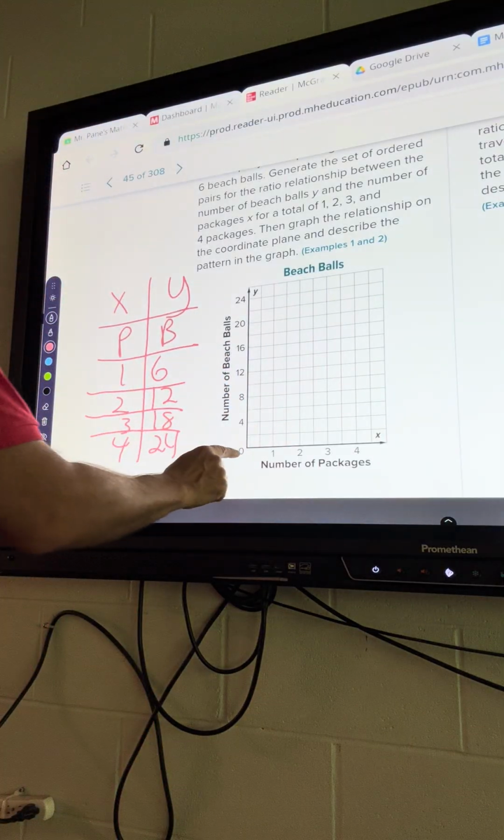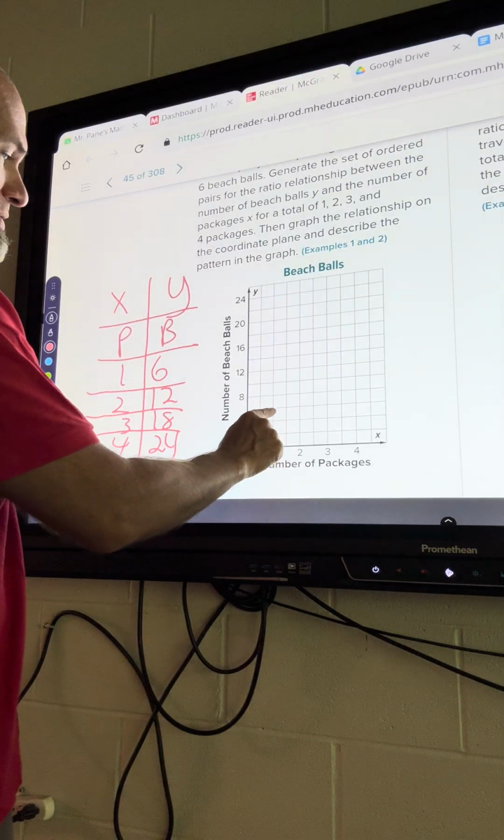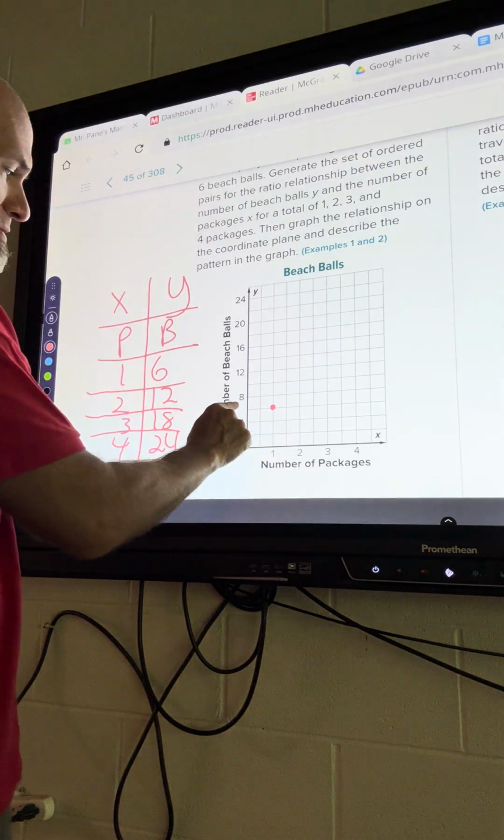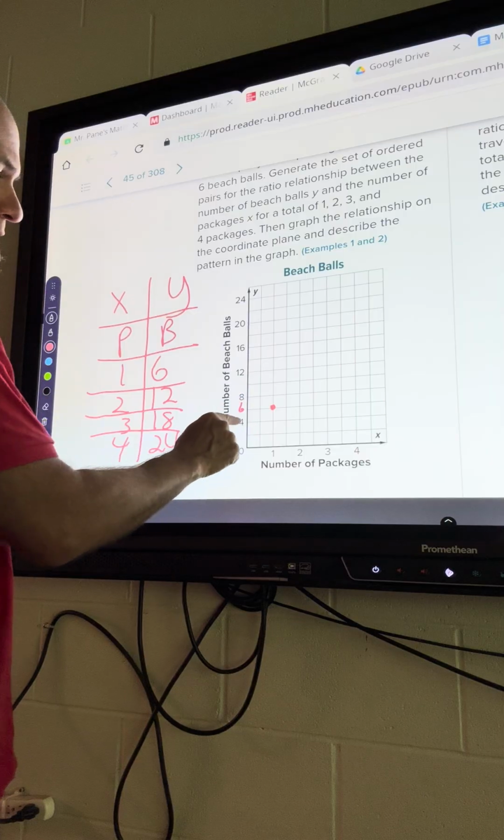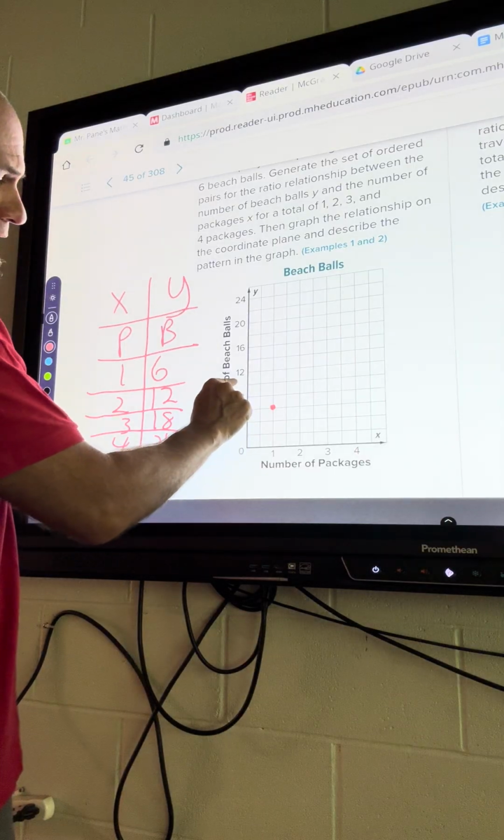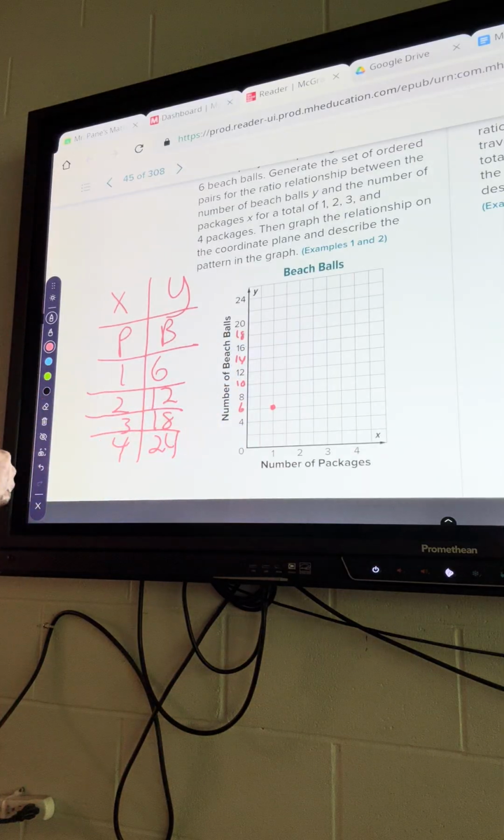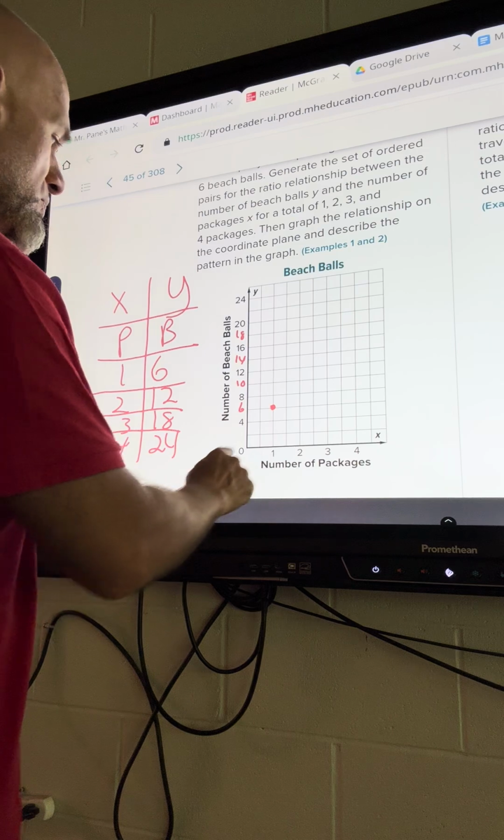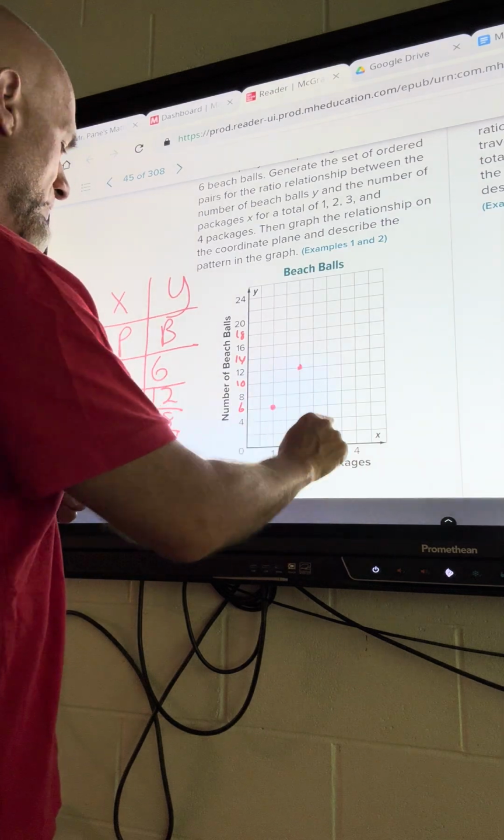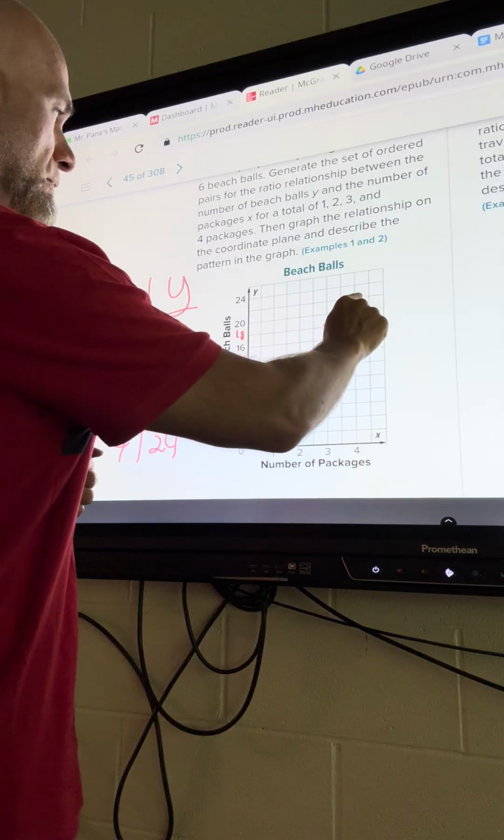So remember, we always start at the point of origin, and for 1, 6, we're going to go over to 1 and up to 6. Now 6 in this case is directly between 4 and 8. Even though that number 6 is not written there, it would be directly between 4 and 8, which means 10 would be here, 14 would be here, 18 would be here. And 2 and 12, 3 and 18, and 4 and 24.